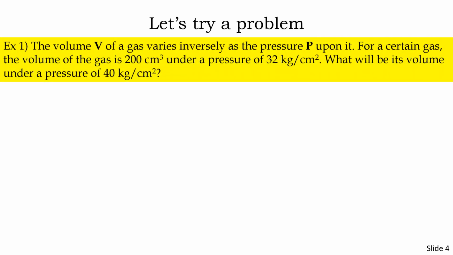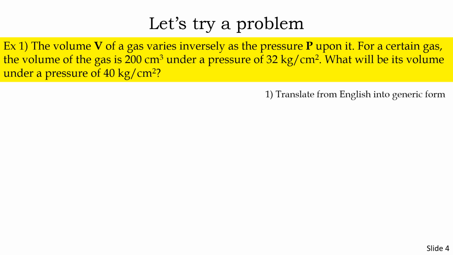Example 1. The volume V of a gas varies inversely as the pressure P upon it. For a certain gas, the volume of gas is 200 centimeters cubed under a pressure of 32 kilograms per centimeter squared. What will be its volume under a pressure of 40 kilograms per centimeter squared?